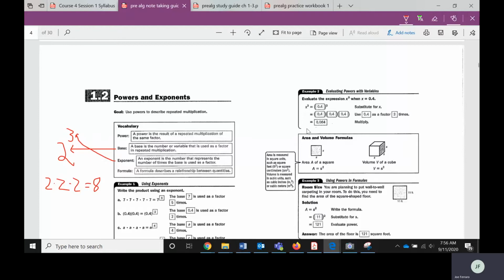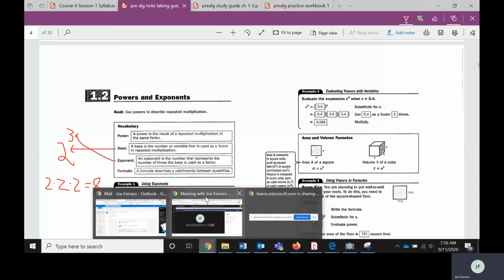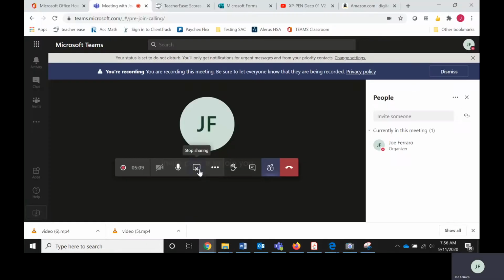I'm going to see if I can turn my camera on and show you how to do this on your calculator. Give me one second. Let's see if this works. I think I've got to stop sharing the screen. Go to the camera.